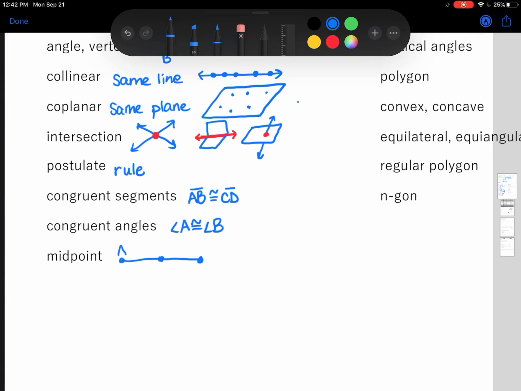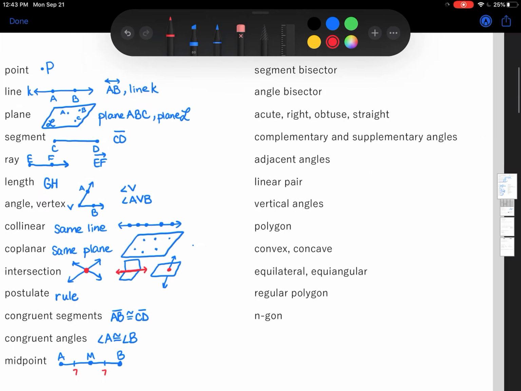If you were to draw yourself a midpoint, I always have to put the tick on there, because that tells me that that midpoint has split that into 2 equally lengthed pieces. That's what a midpoint does. It splits it exactly in half.